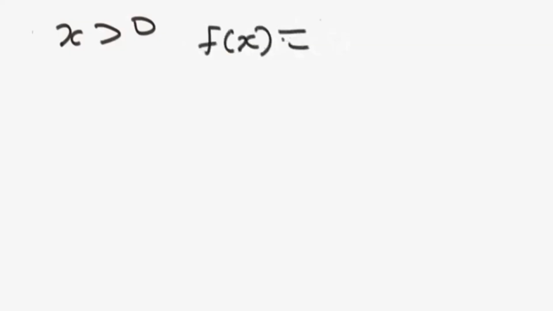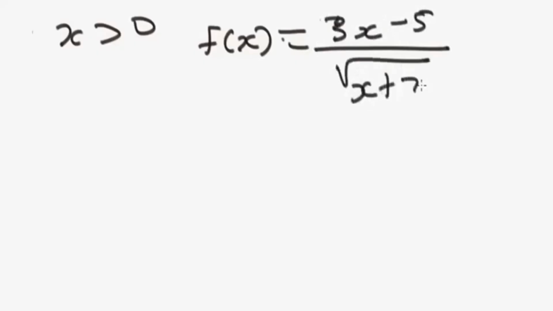Okay, so the next rule states that when f of x equals a rational function, that's a function with a radical or square root in the denominator, the domain is said to be greater than 0. That's x is said to be greater than 0. So let's look at a typical example. Given f of x equals 3x minus 5 over root of x plus 2.